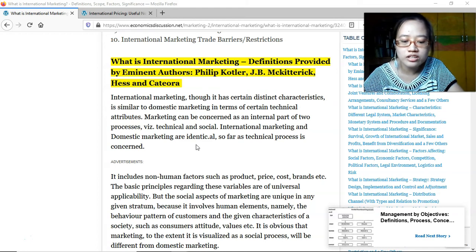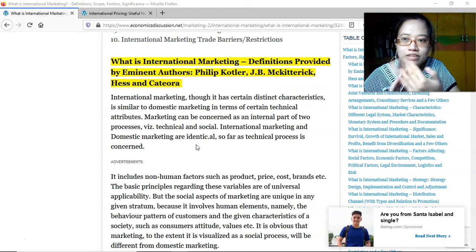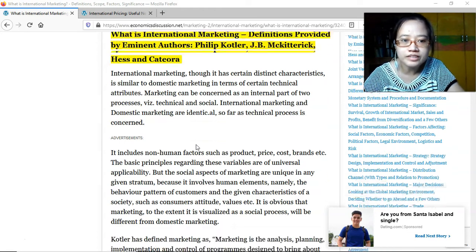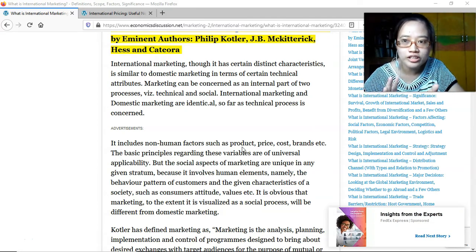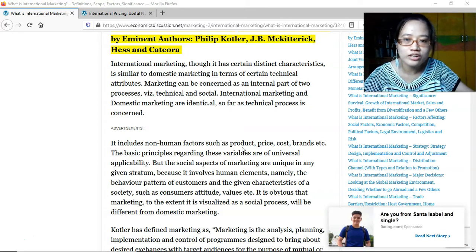In countries that are somewhat similar, there's not much difference. But of course, for a country that is a bit different, you have to consider the differences in marketing your products in their territory. It includes non-human factors such as product, price, cost, brands, etc. Normally, the product would be the same. Of course, you already have your product and you simply want to sell it to another country, right?